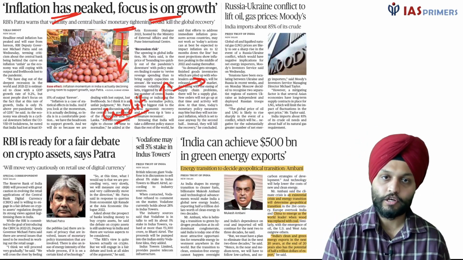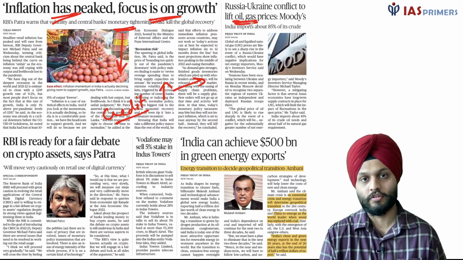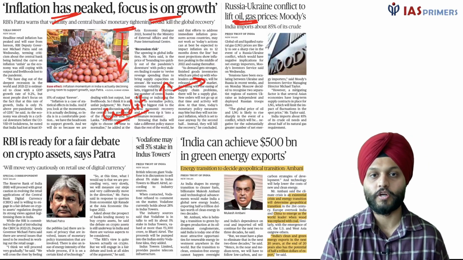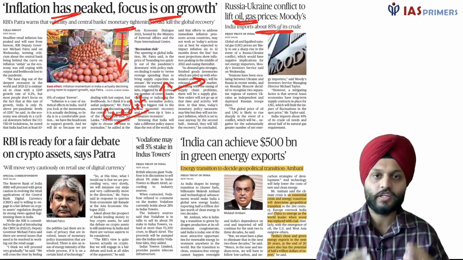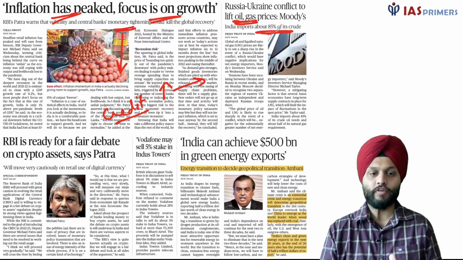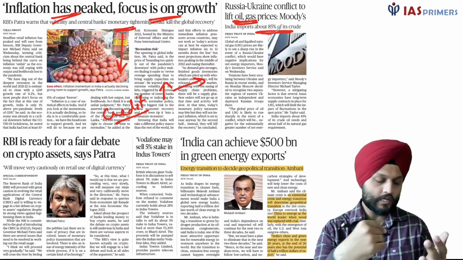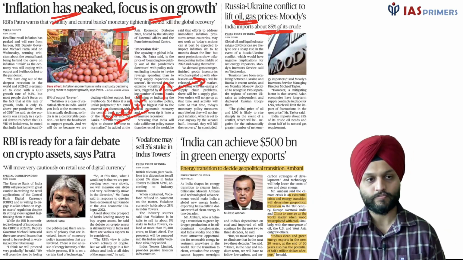Russia-Ukraine conflict to lift oil and gas prices. It's already very high. I don't know what will happen. So India imports 85% of its crude. Keep using these facts and you'll be able to recall them, and it will come naturally when you're writing your answers.